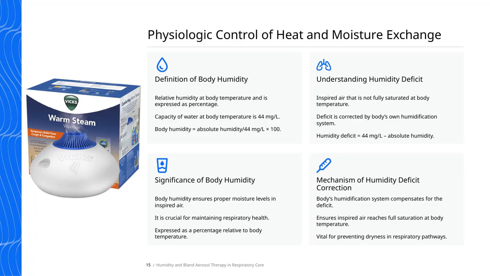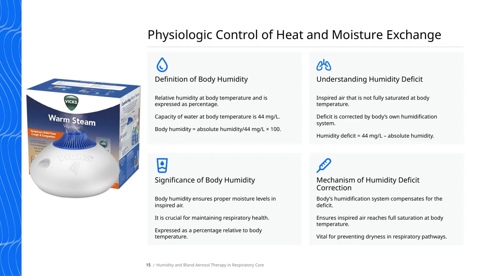In this slide, we're focusing on the physiologic control of heat and moisture exchange, specifically relating to humidity and bland aerosol therapy in respiratory care. The body's humidification system plays a crucial role here. It compensates for any moisture deficit that might occur when we breathe in dry air. This system ensures that the inspired air reaches full saturation at body temperature, which is vital for preventing dryness in the respiratory pathways. Now, how does it do this?